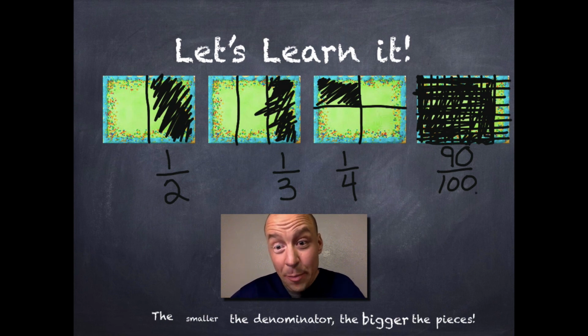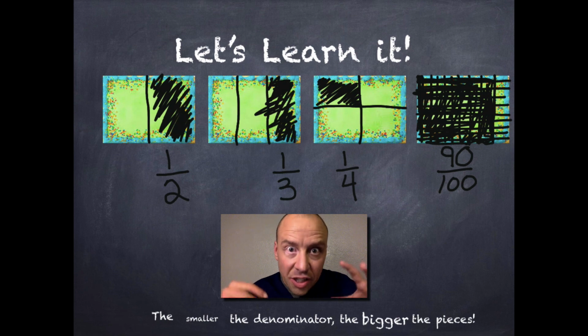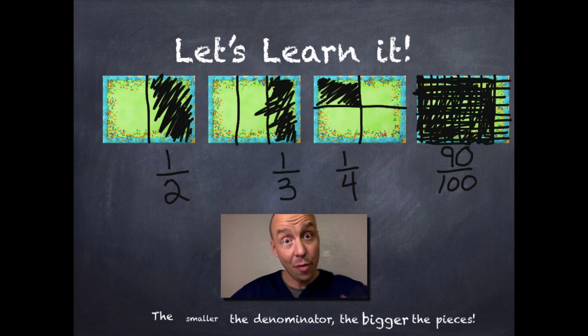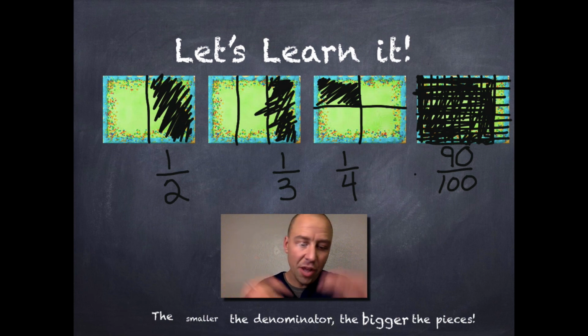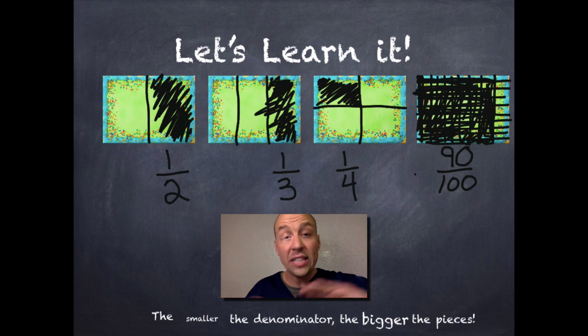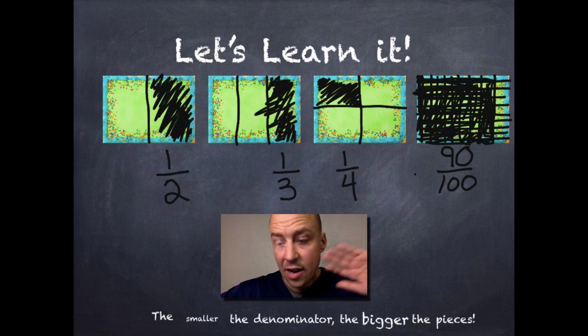Because you've eaten so many pieces that it changes the size of your fraction. Okay, so the pieces are small, but you're eating a lot of them, or you have a lot of them, or you're talking about a lot of them. So as the numerator gets larger, it also changes the size of the fraction. You're going to have to play with and practice that. That's something that we're even going to talk about again in further lessons.